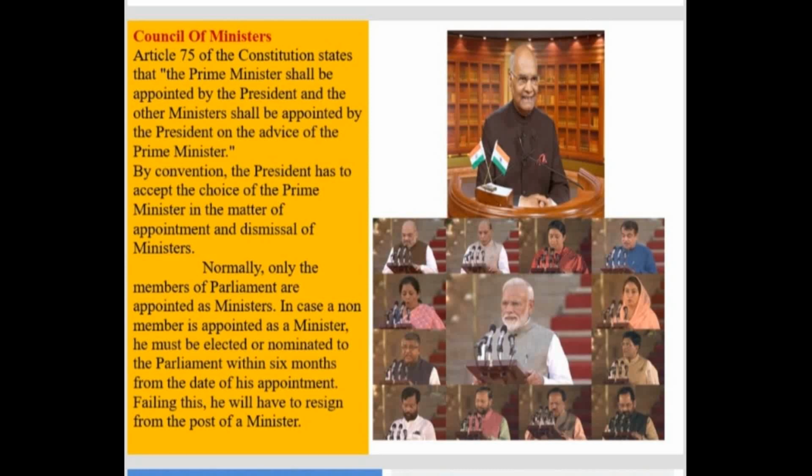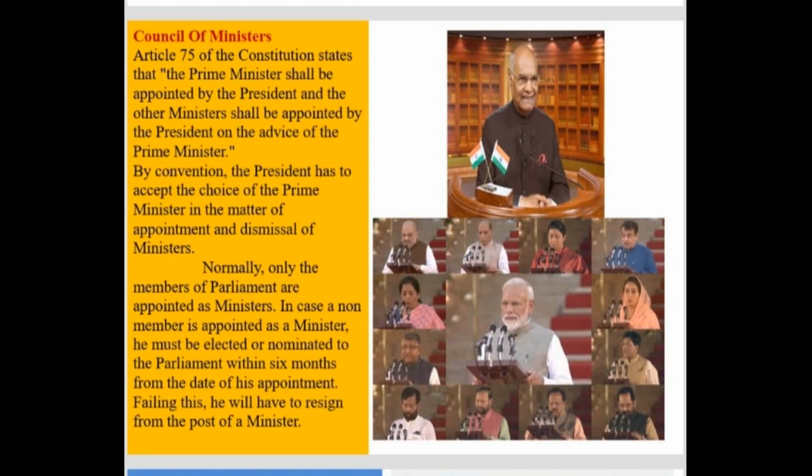And normally only the members of parliament are appointed as ministers. That means the members who are taken into the ministry or appointed as ministers in the prime minister's council must be members of either house of the parliament, that is, either Lok Sabha or Rajya Sabha. And suppose the prime minister selects somebody who does not belong to any house of the parliament, because of his choice he may select anybody.